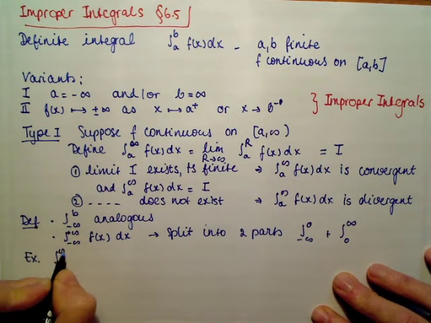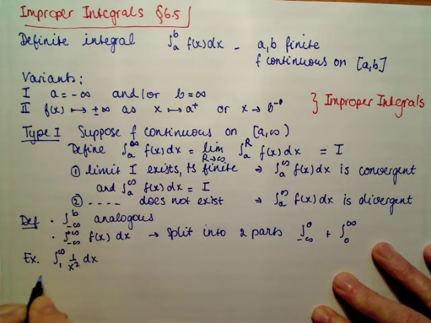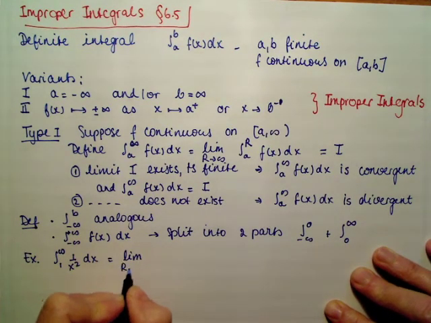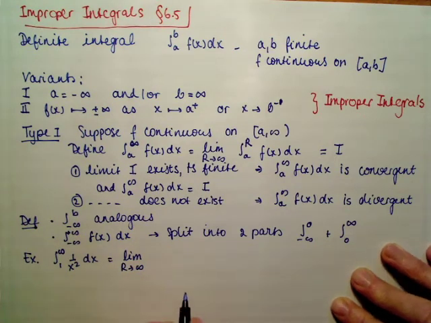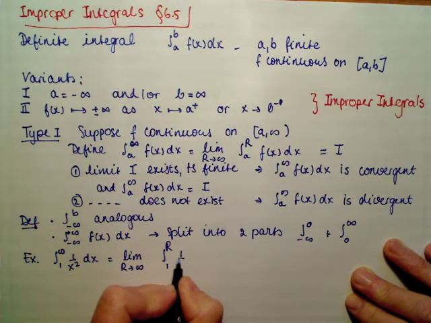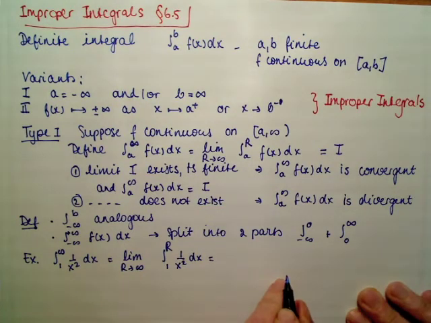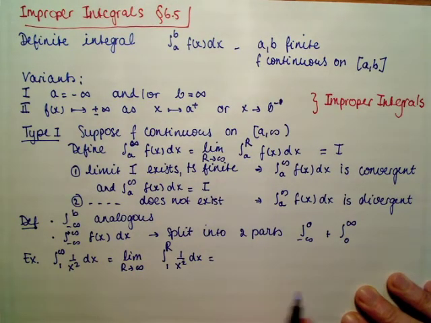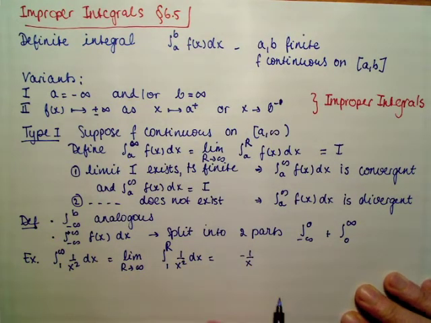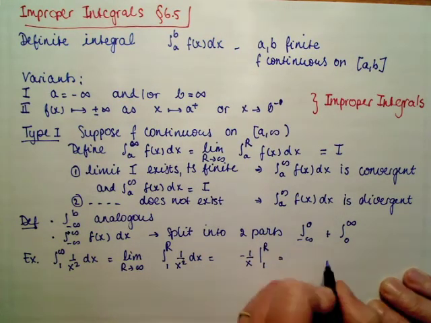Let me give an example. Suppose we wish to calculate the integral from 1 to infinity of the function 1 over x squared. Formally speaking, this is equal to the limit for r to infinity of the integral over the interval 1 to r of the same function. If we calculate that definite integral, we get that the primitive of 1 over x squared is minus 1 over x. You know this already. We should evaluate it at the points r and 1 and subtract these.